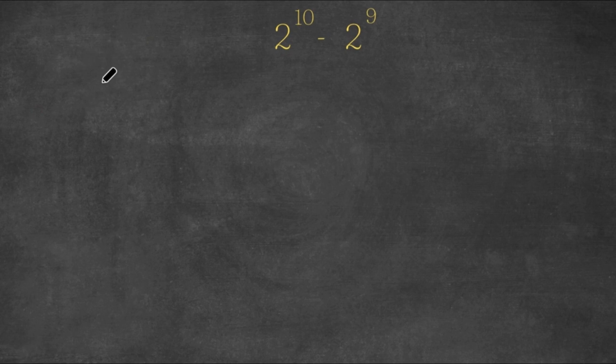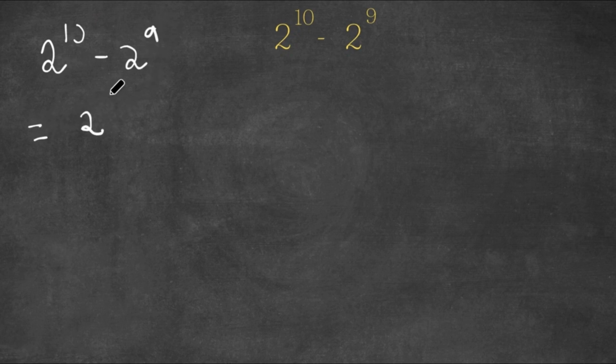In today's video, I'm going to be teaching you guys how to solve this exponential problem. So we have 2 to the power of 10 minus 2 to the power of 9. Now what I'm first going to do is I'm going to rewrite this 10 as 9 plus 1. So we have 2 to the power of 10 minus 2 to the power of 9. And this is equal to 2 to the power of 9 plus 1 minus 2 to the power of 9.